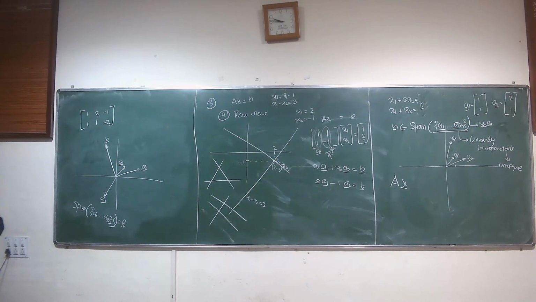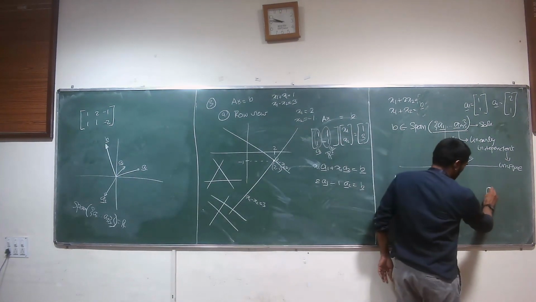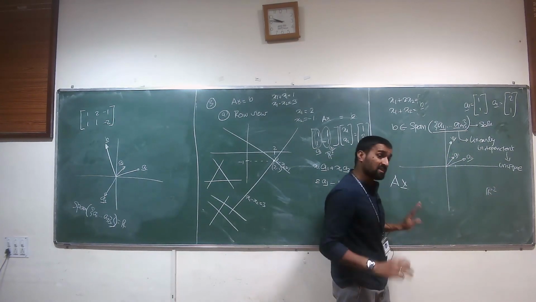What did you guess? Why? Right. See here. This is R2. What is the dimension of R2? 2. Why is it 2?